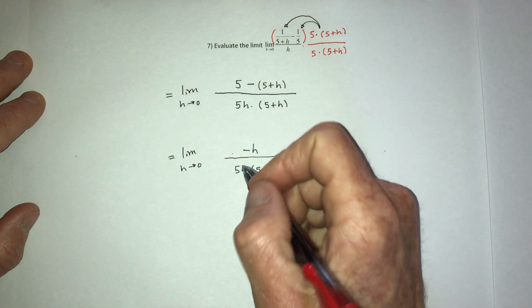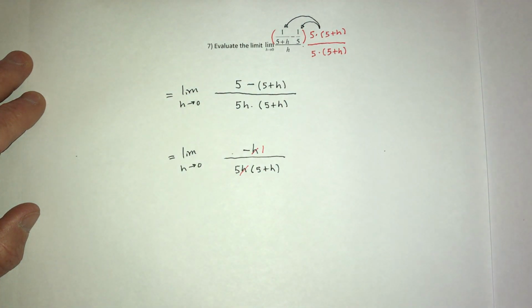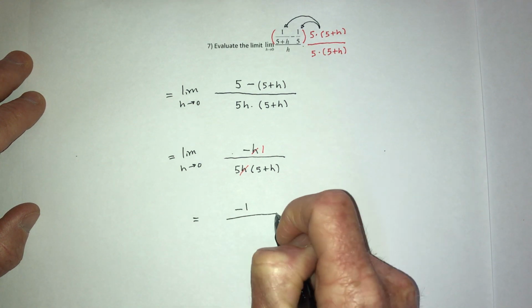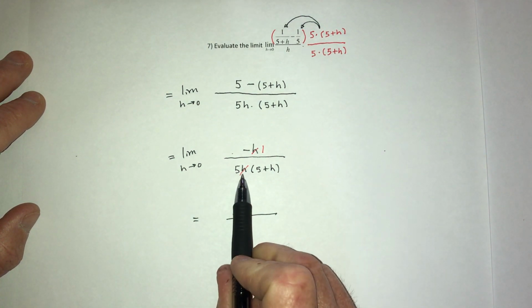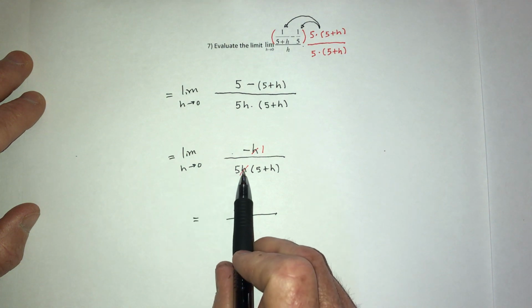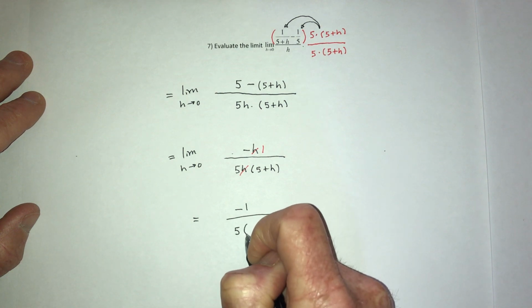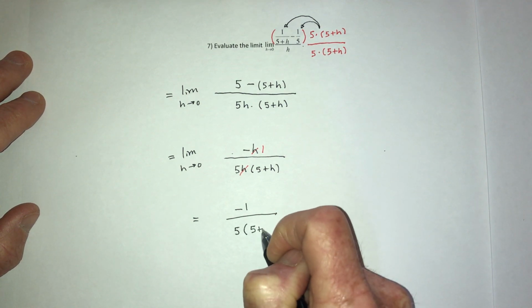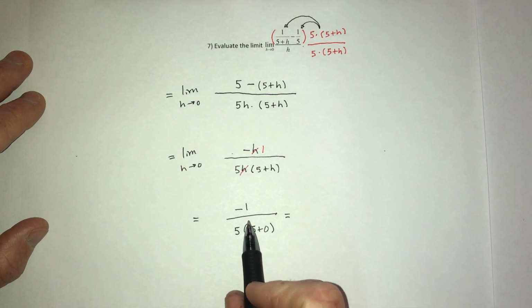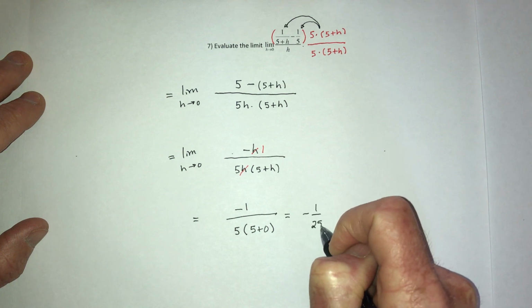And then the next step is this h is going to cancel this h, so it's going to leave negative 1 on the top. And now that this is canceled, that is the thing that was causing division by 0. So once that's canceled, you can just go ahead and substitute that h becomes a 0. So this would be negative 1 over 25.